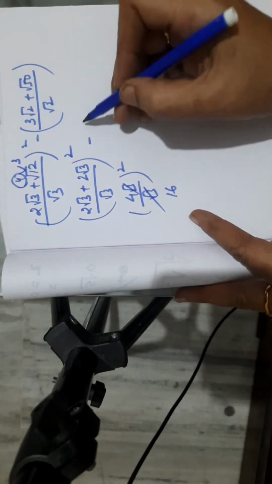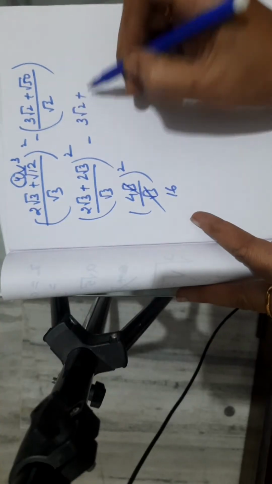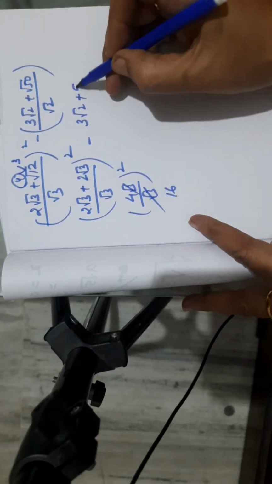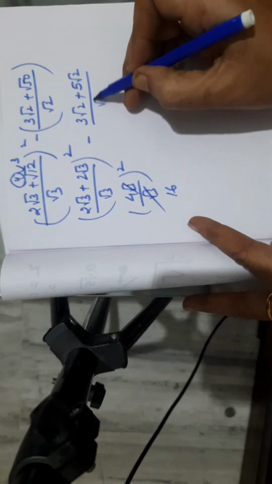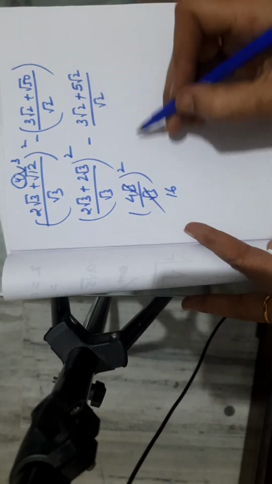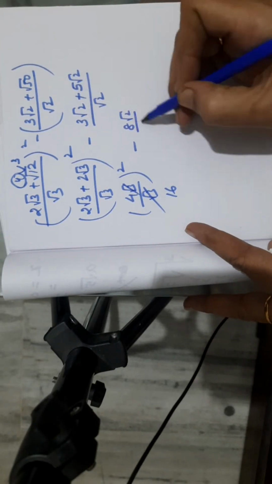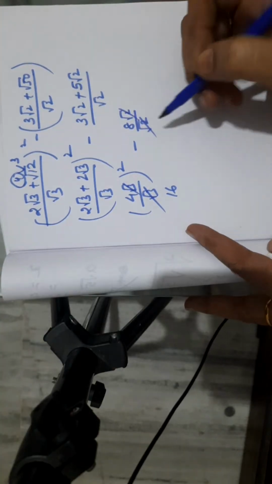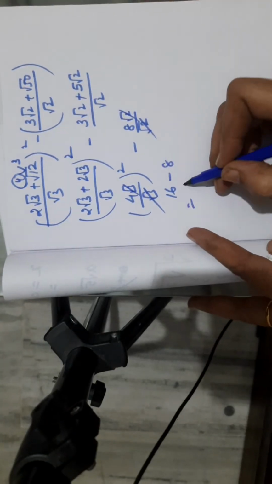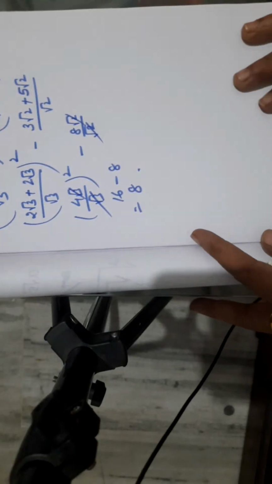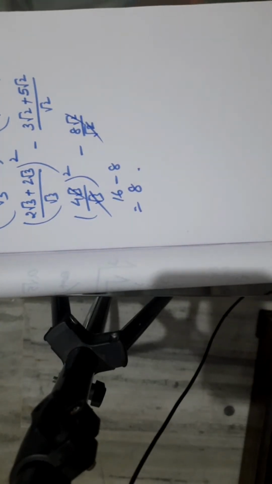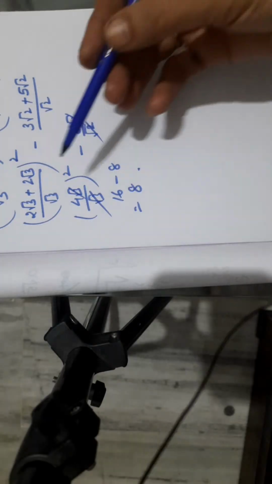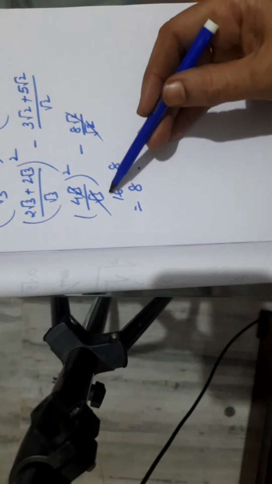Now here 3 root 2, and 50 is 25 twos are 50. So we can write 5 root 2 upon root 2. 5 plus 3 is 8. 8 root 2 upon root 2. Root 2 got cancelled. 16 minus 8. Answer is 8. So the first question they gave, simplify this. When we simplify it, we get answer as 16.